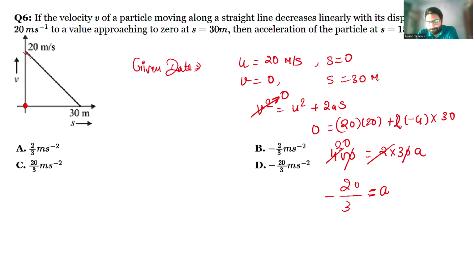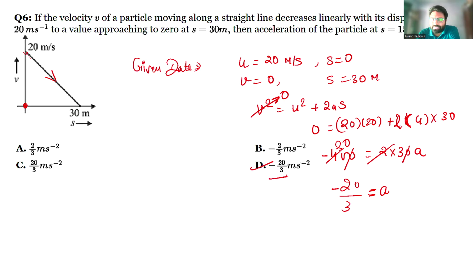Clear? Since you are applying the minus here, you are clearly saying that acceleration is in the opposite direction of velocity. So that is why this result is coming out positive, because you already assumed the acceleration in the negative direction. But let's say you haven't assumed the direction of the acceleration. Then this will come out as minus 20 by 3. Clear? So which option to choose? For that, you have to see whether the velocity is increasing or decreasing. Velocity is decreasing, so acceleration is also acting in the negative direction. So we can say option D is correct.